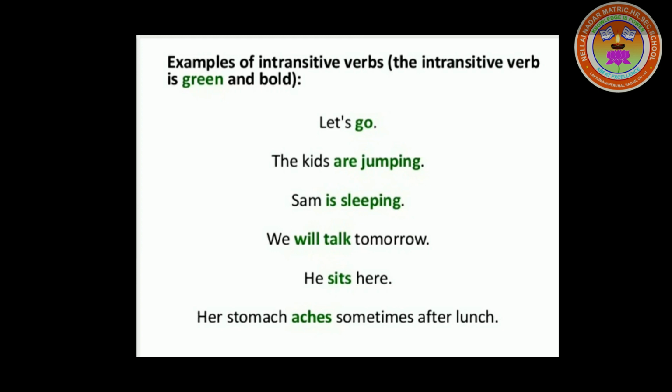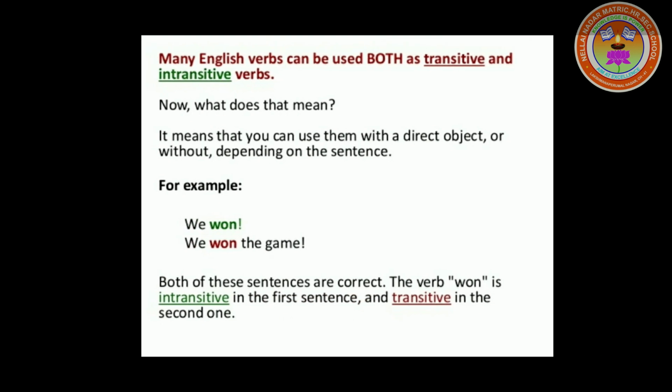Okay, children. Many English verbs can be used both as transitive and intransitive verbs. Now, what does that mean? It means that you can use them with a direct object or without a direct object, depending on the sentence. For example, we won. We won the game. So here, with won, we are using the verb in intransitive form as well as transitive form.